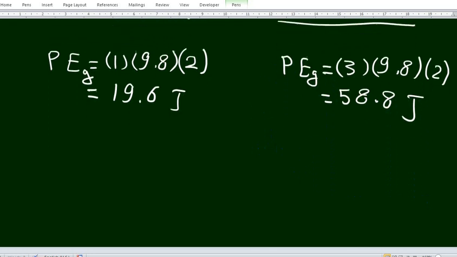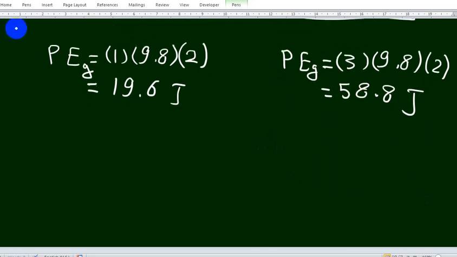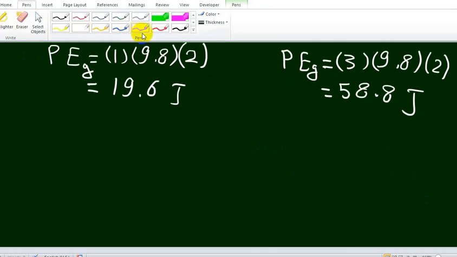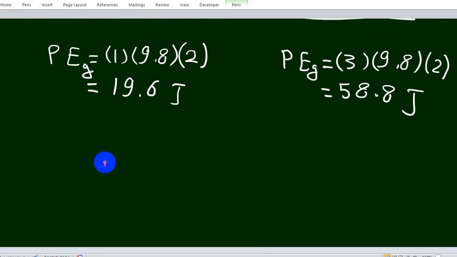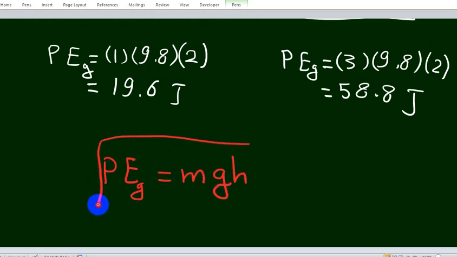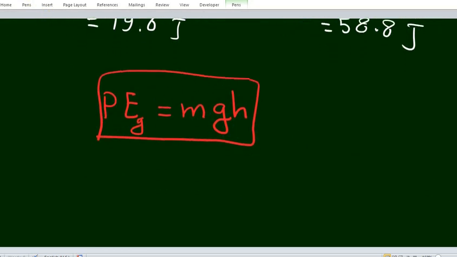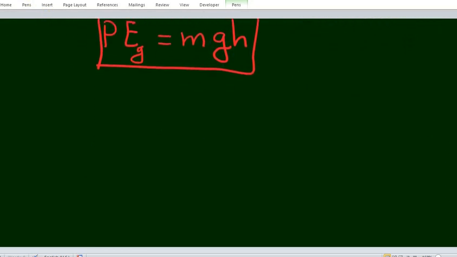So the potential energy depends on mass and height. So here, for the last time, PE gravitational equals mass times free fall acceleration times height. This is the gravitational potential energy. Okay, guys? This is the first type of potential energy.